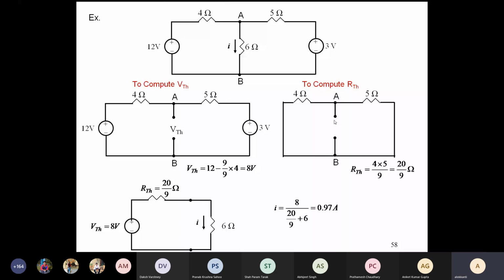Clear? Thevenin resistance, Thevenin's theorem? Yes, sir. In the books you will find a lot of problems on these Thevenin theorems. A very nice theorem, a complicated circuit, just replacing.